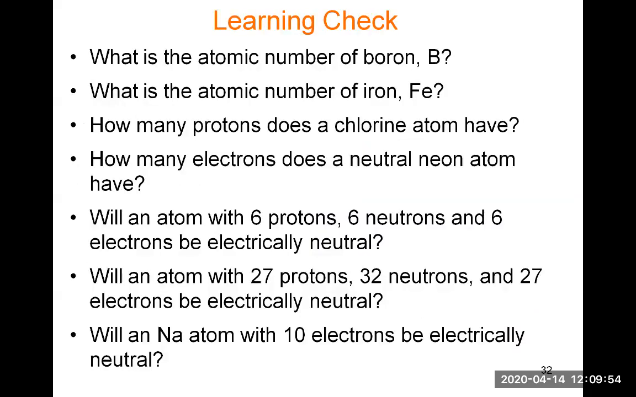Another learning check to cement that. What is the atomic number of boron? So you will find boron on the periodic table on the right side, on top of the staircase, and boron has the atomic number 5, so the solution is 5 for boron. What is the atomic number of iron? Iron, symbol Fe, is found in the middle of the periodic table. Atomic number 26.